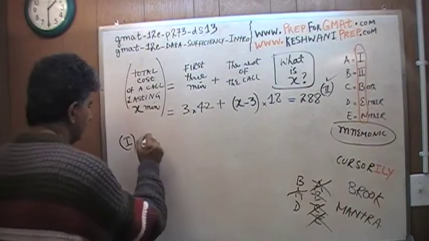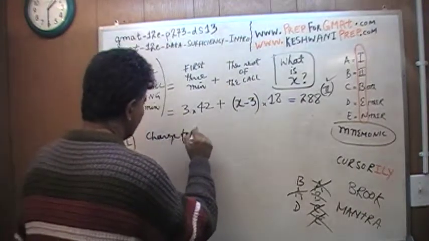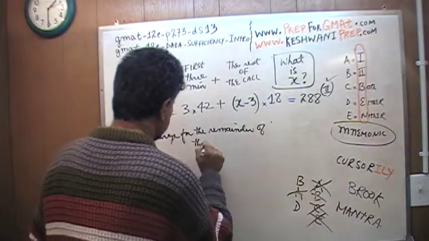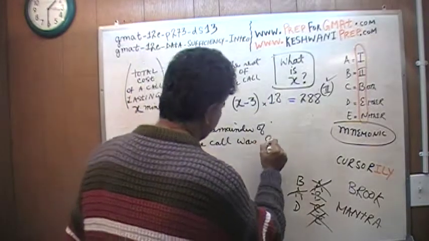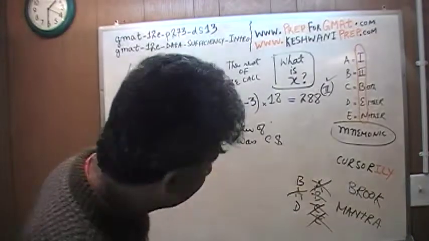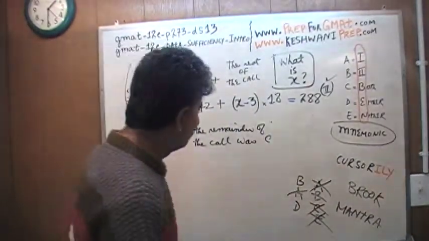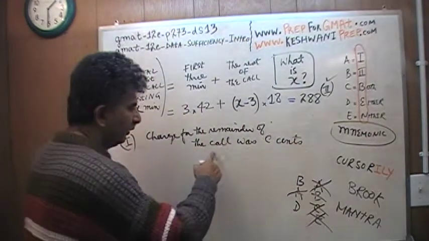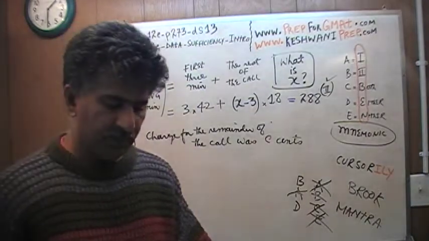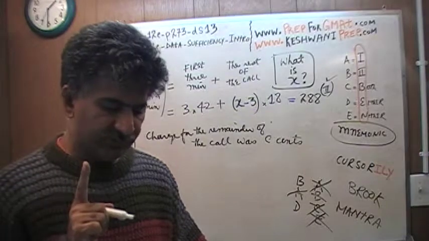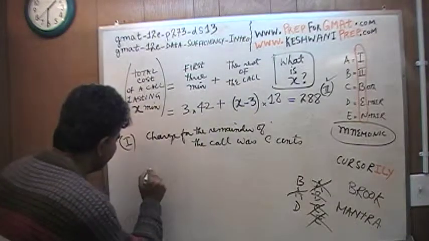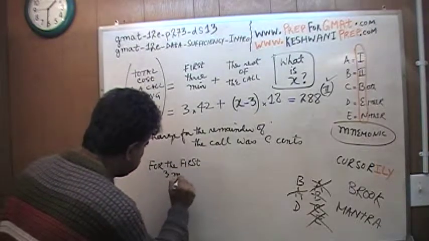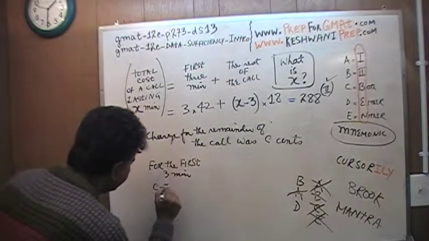So let's pretend the charge for the remainder of the call was, let's call it C cents. Rather C cents, not C dollars. This looks like Canadian dollars. Well, if the charge for the remainder of the call is C cents, then the first statement tells me that the charge for the first 3 minutes was 36 cents less than that. So, for the first 3 minutes, it's going to be C minus 36, was it?